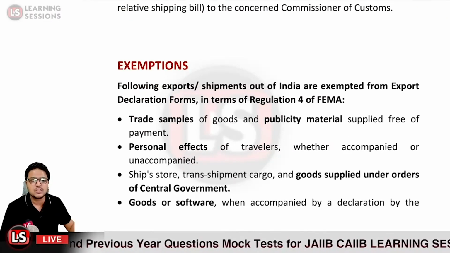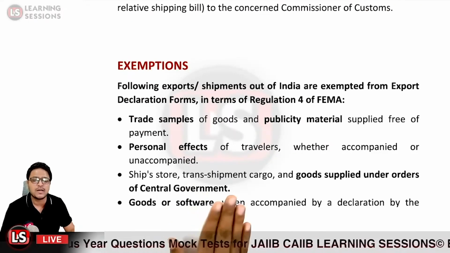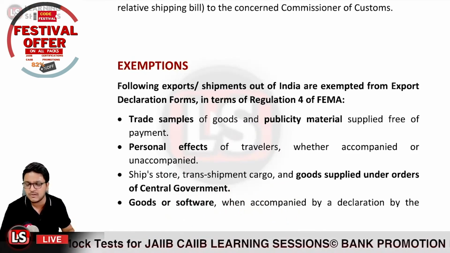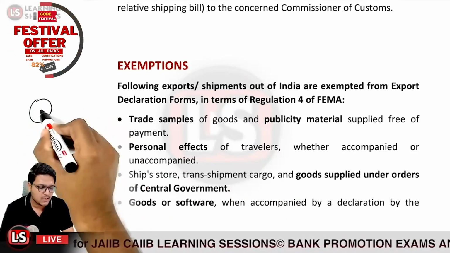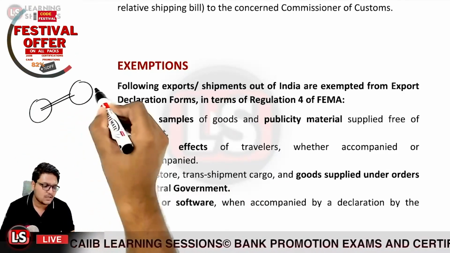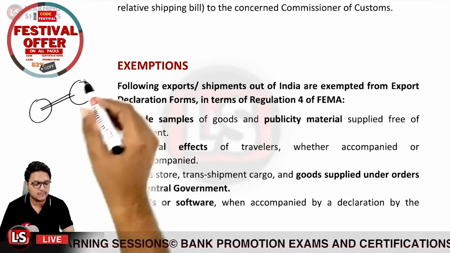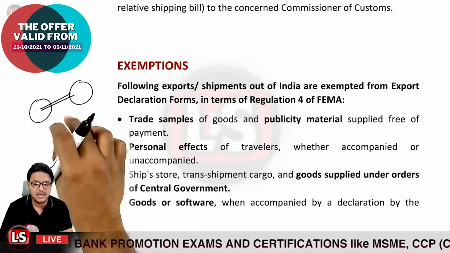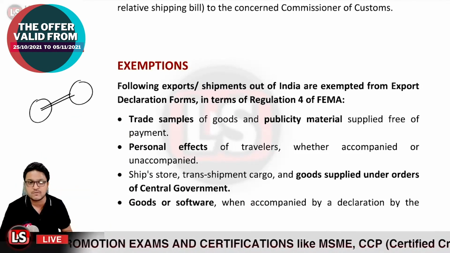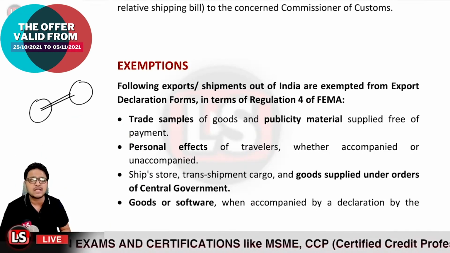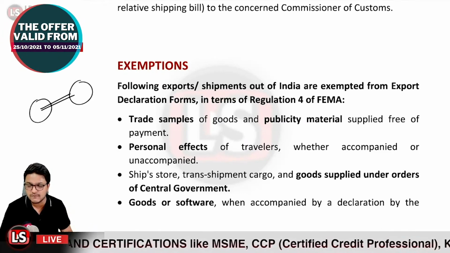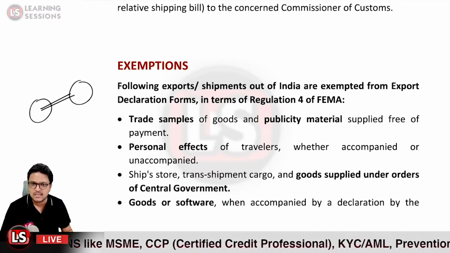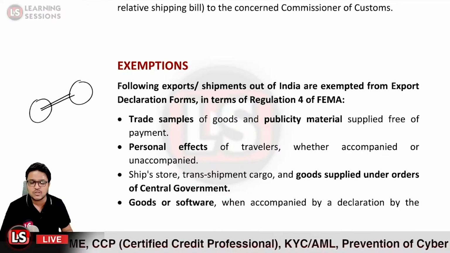And further, ship's stores or transshipment cargo. What do you mean by transshipment? Where, at the different cargoes, one ship transfers the goods to another one. In that particular case, if the goods are being transferred from one ship to another, the declaration of the forms will not be there. And also, if the goods are supplied under the orders of the central government, if the central government has placed the order and the goods are supplied for those purposes, in that case also the declaration forms are not to be followed.